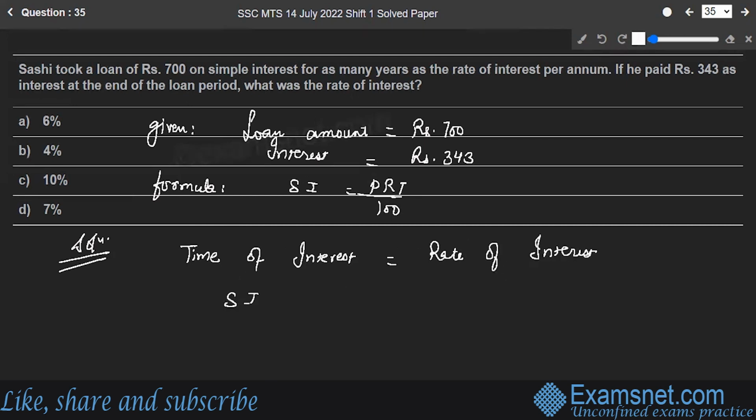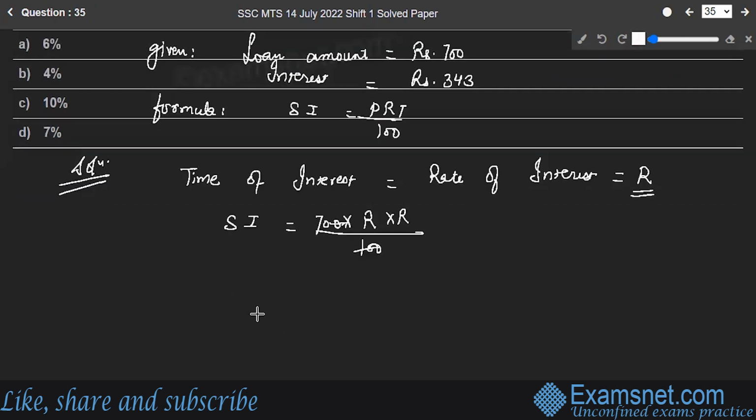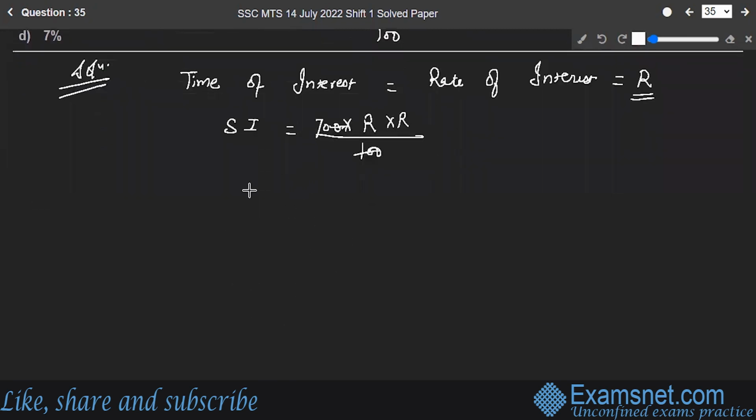So simple interest will be given by, see, initially the amount was 700. That is equal to 700 into rate. We'll just give it one variable, that is R only. So R into R upon 100, this will cancel. Simple interest was equal to 343 rupees. So 343 is equal to 7R square.